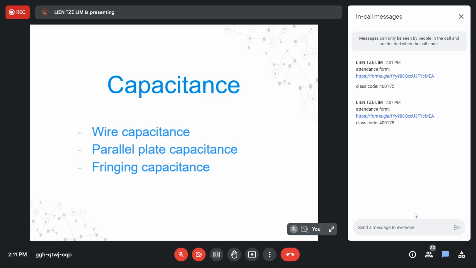What is capacitance? All of you know what is meant by capacitance. As you see here, this capacitance refers to the wire capacitance, parallel plate capacitance, and fringing capacitance. Later you will know how to determine the wire capacitance, and later it will be shown to you with the MOS structure diagram how we determine the parallel plate capacitance and fringing capacitance.